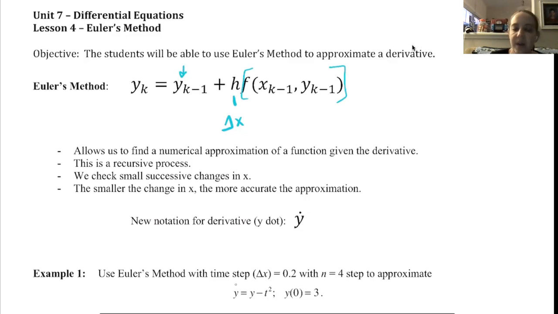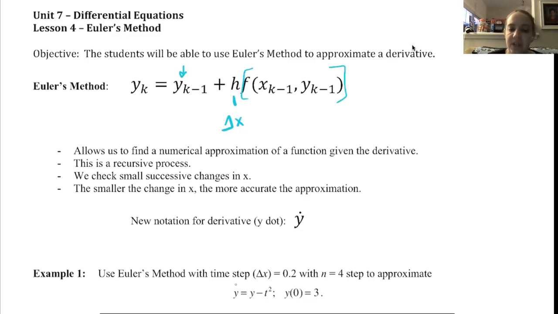It's a recursive process, meaning each step relies on the step before. You can't skip steps. We check small successive changes in x. The smaller the change in x, the more accurate the approximation. And that makes sense. The smaller the step you take, the better the approximation.